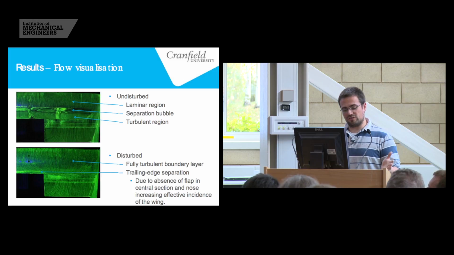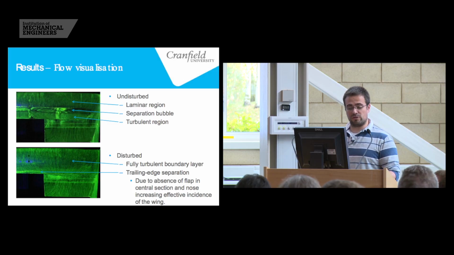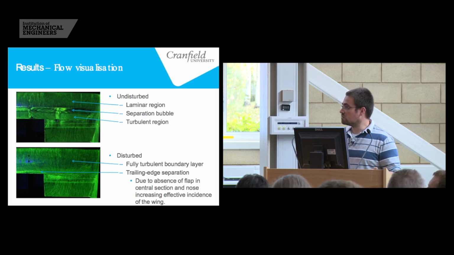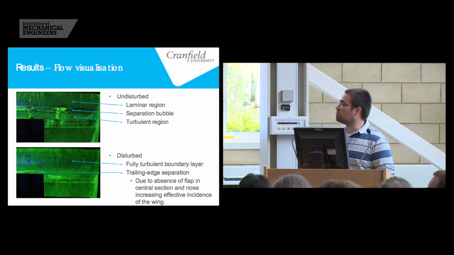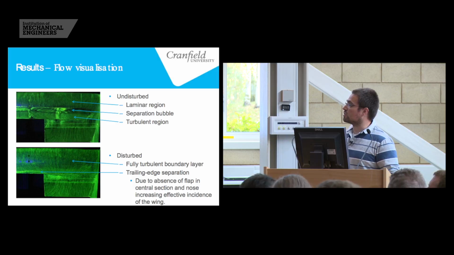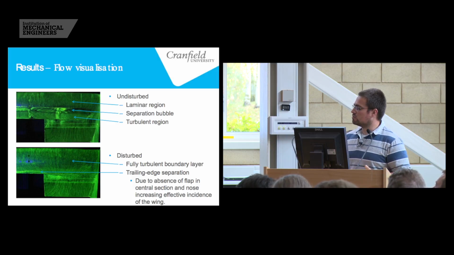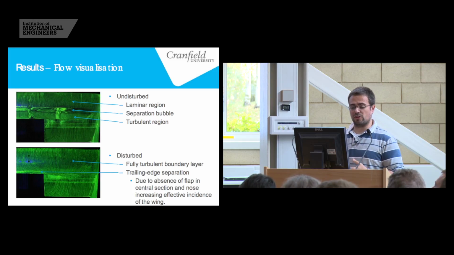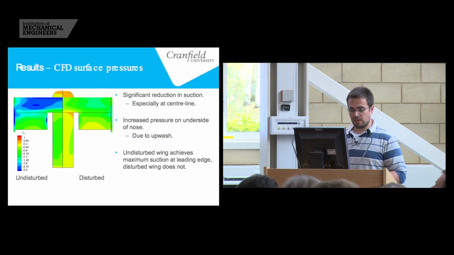For the flow visualization, one of the things that I had right at the beginning was the laminar separation bubble in the undisturbed flow. So we can see that there's a laminar region, a separation region, and a turbulent region. While in the disturbed flow, due to the turbulence intensity, the flow is fully turbulent throughout the chord of the wing, so no laminar separation is present at all.